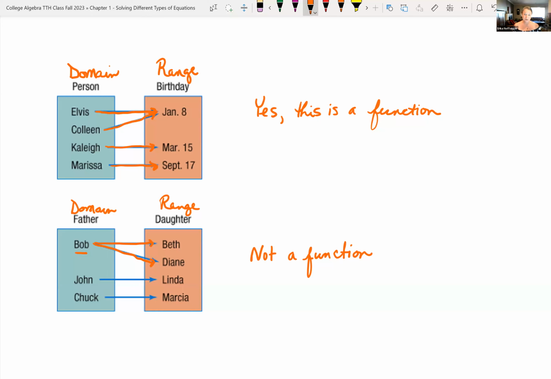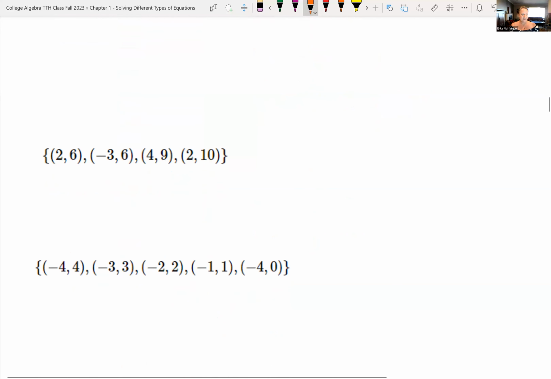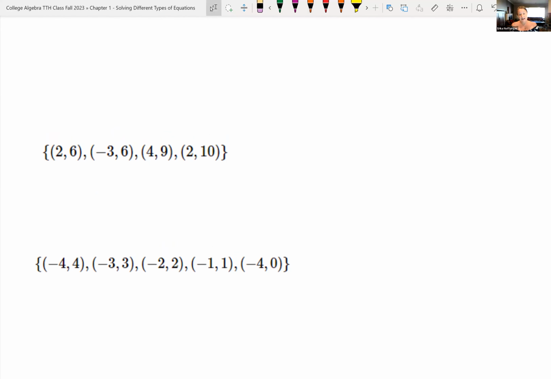So you should be able to look at sets like this and their mapping and tell if it's a function or not. But you should also be able to look at an ordered set of points and see if they're a function or not. So looking at the ordered set of points (2, 6), the point (-3, 6), the point (4, 9), and the point (2, 10). Do you guys believe that this is a function or not a function?